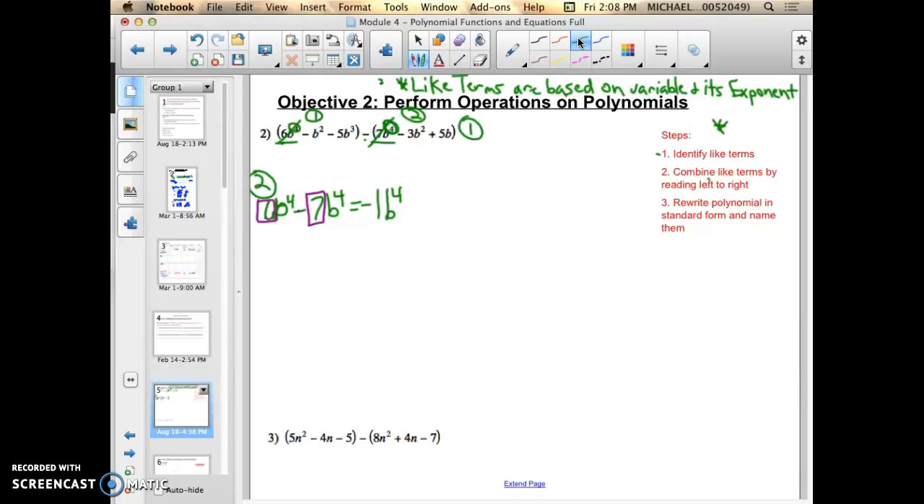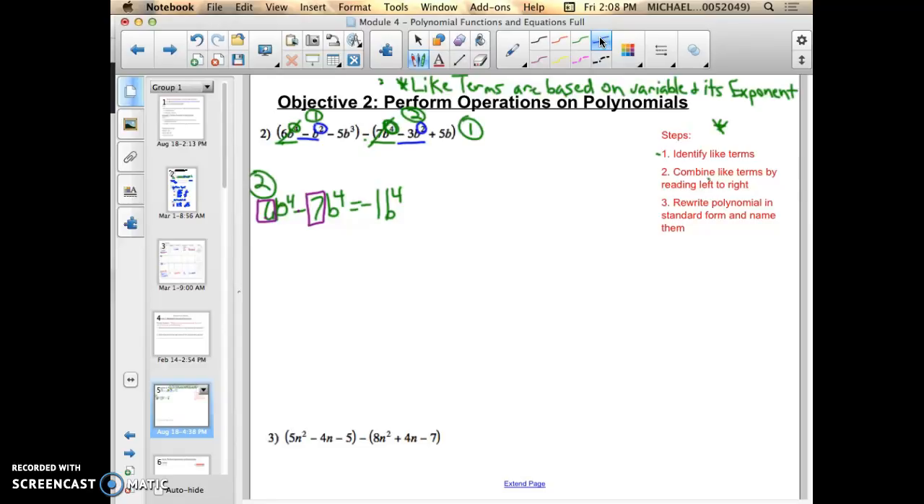Let's move on to the next term, and I'll do this one in blue. I have a -b squared. I have to look in polynomial 2 to see if there's a variable with a power of 2 in it. In this case, there is a -3b squared. They both have the power of 2 on the variables.